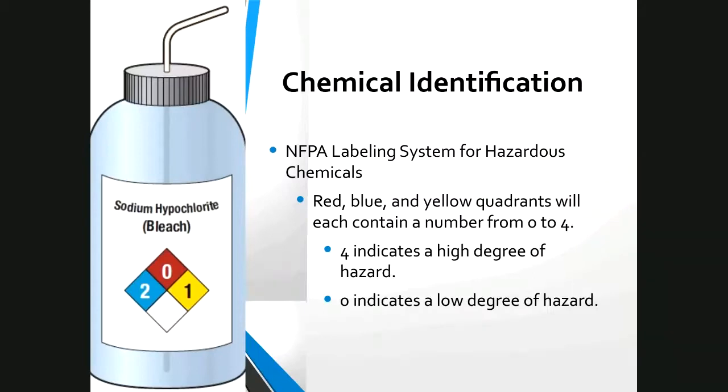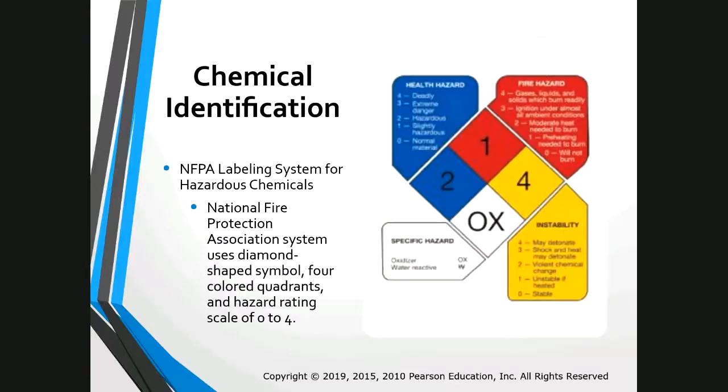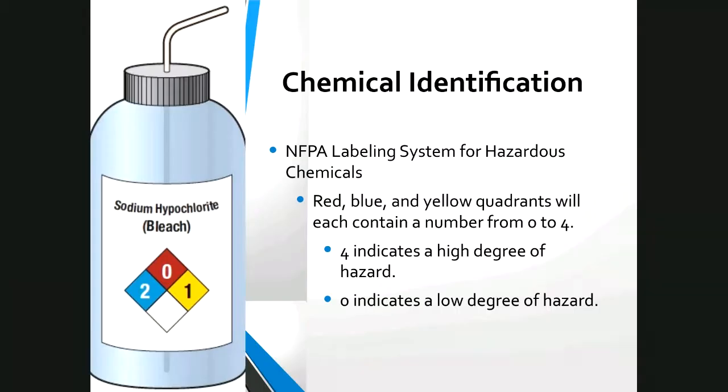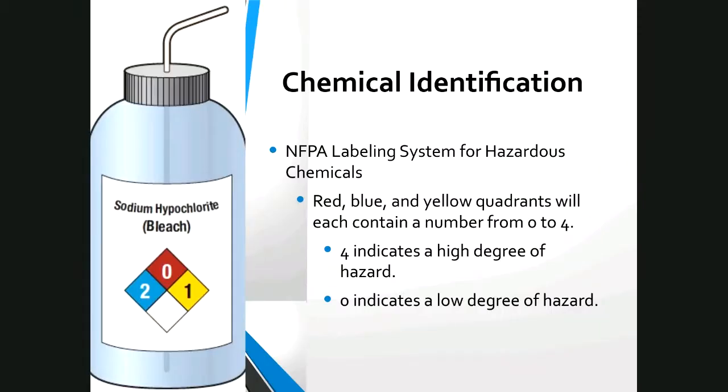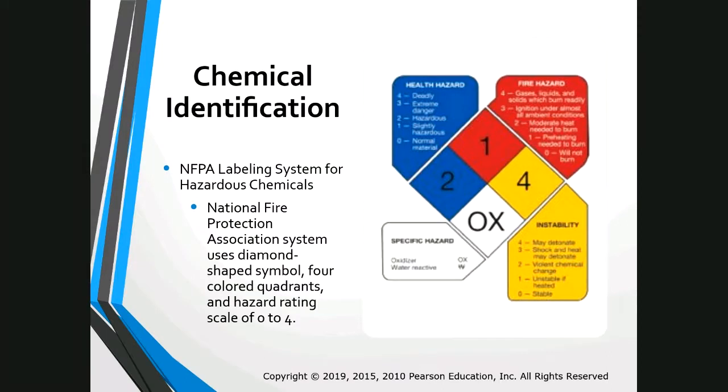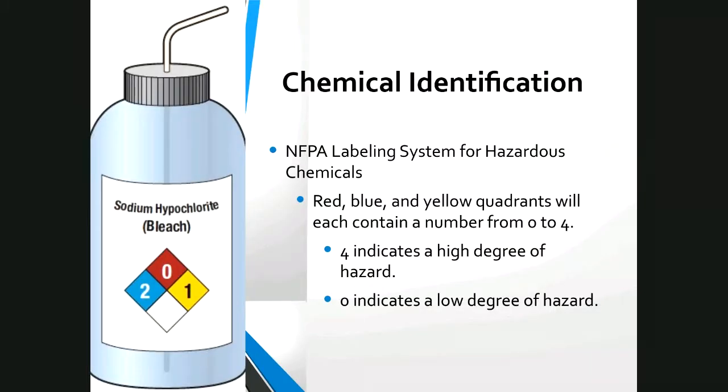So I gave an example of bleach, the chemical identification. Red, blue, and yellow quadrants will contain a number from 0 to 4. 4 indicates a high degree of hazard, 0 indicates a low degree. So in this, it's not an oxidizer, it's not water reactive. Our health quadrant being a 2 means bleach is hazardous. 0 means that bleach will not burn. And our yellow quadrant being a 1, if we go back to our chart, means that it's unstable if heated. So this is how we would read it.